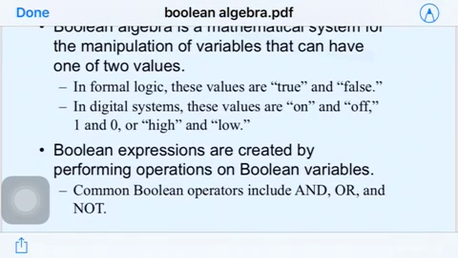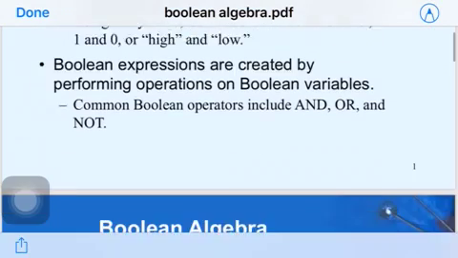Boolean expressions can be created by using Boolean variables and operators. Like a mathematical expression has mathematical variables and operators, Boolean expressions have Boolean variables and operators. The commonly used operators in Boolean algebra are AND, OR, and NOT. We will now study these common operators.